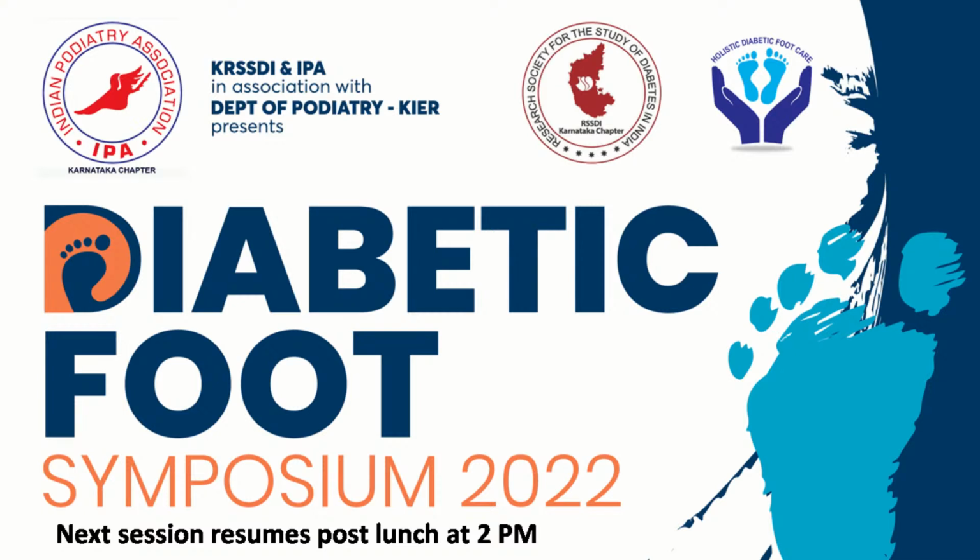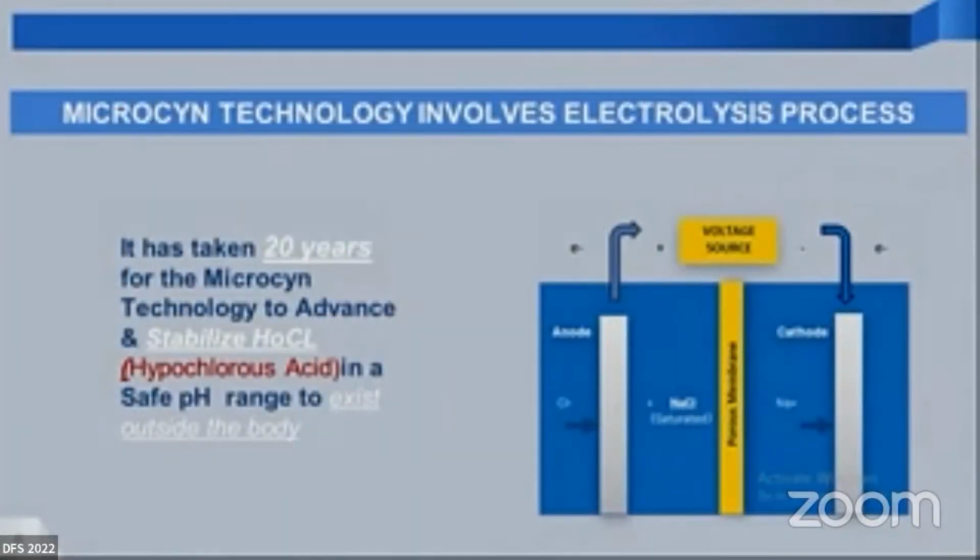The way it is technically manufactured is what makes it a unique product. The technology used here is microcin technology, which has not been used anywhere else. Only this particular product has this technology, and it is based on the electrolysis process. It took nearly 20 years for the microcin technology to advance and to get stable hypochlorous acid. Hypochlorous acid outside the body is not that stable, but they have made it quite stable. This technology also gives a safe pH, nearly pH neutral.